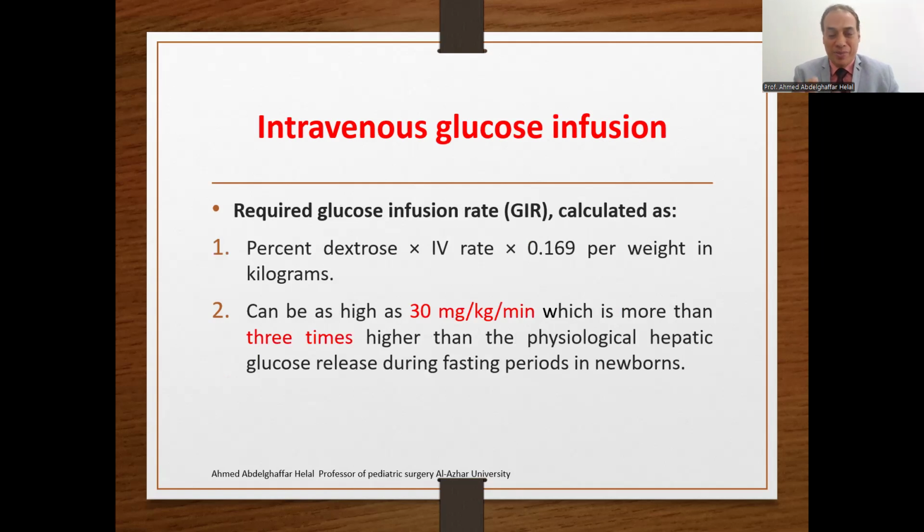For intravenous glucose, the preferred is dextrose 10%, calculated with this equation for the intravenous rate, and it can be as high as 30 milligram per kg per minute, which is more than 3 times the physiological hepatic glucose release during fasting state in the newborn.